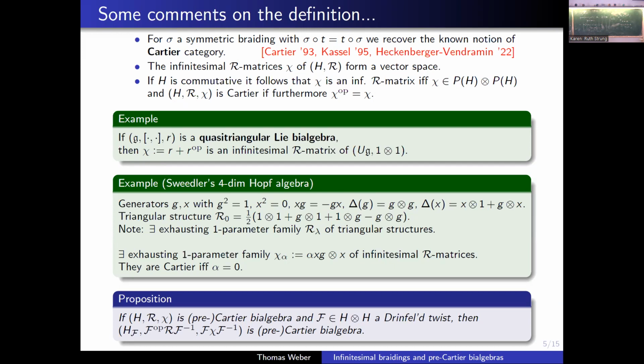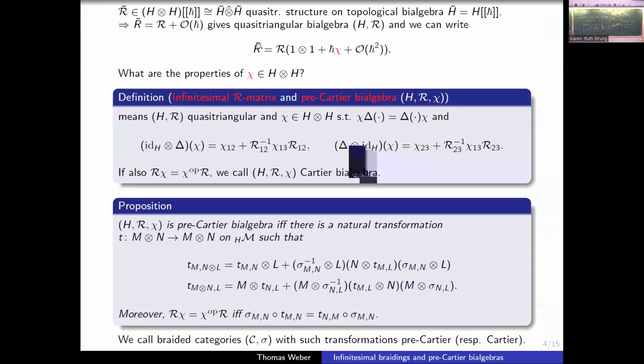Okay, one more comment. The infinitesimal R matrices chi form a vector space, which also means that 0 always is a valid choice. So here you can see if you take chi equal 0, all of this is satisfied, but that's of course the most boring choice.